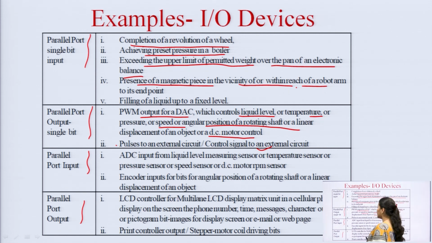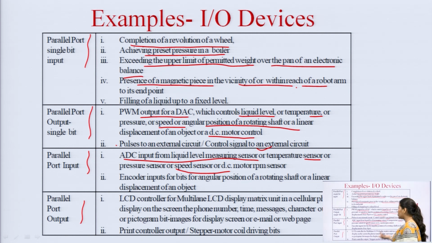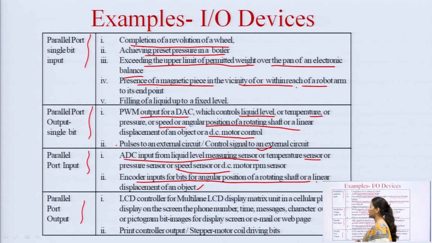Now, when we talk about the multiple bit parallel input, there is the ADC input from the liquid level measuring sensor, temperature sensors, pressure sensors, speed sensor or DC motor RPM sensor. So, whenever we obtain inputs from the various sensors, those are in the form of the multiple bit parallel port input. Encoder inputs from the bits for angular position of a rotating shaft or a linear displacement of an object, that is also an example of the parallel port multiple inputs.